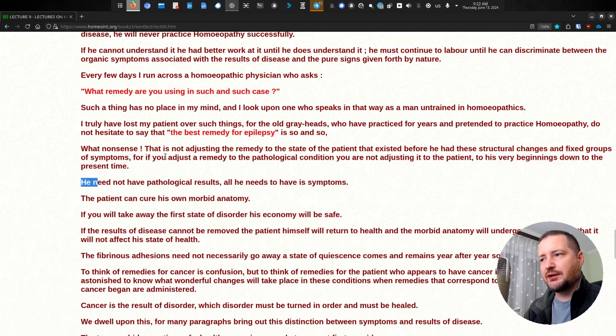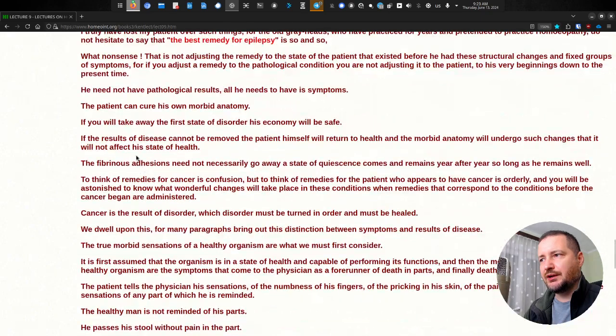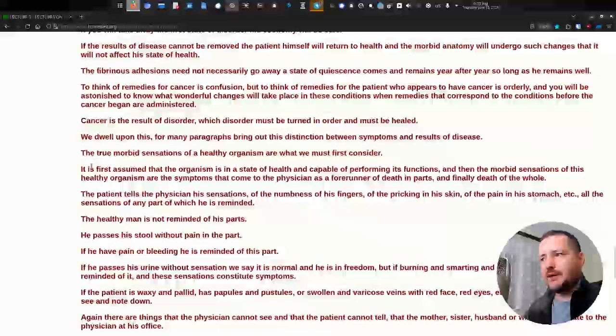This is talking about the same principle. You shouldn't adjust the remedy to the diagnosis, but you should be adjusting the remedy to the characteristics of the patient, mental characteristics, physical, general characteristics, all the characteristics which have nothing to do with the diagnosis, the pathology itself.